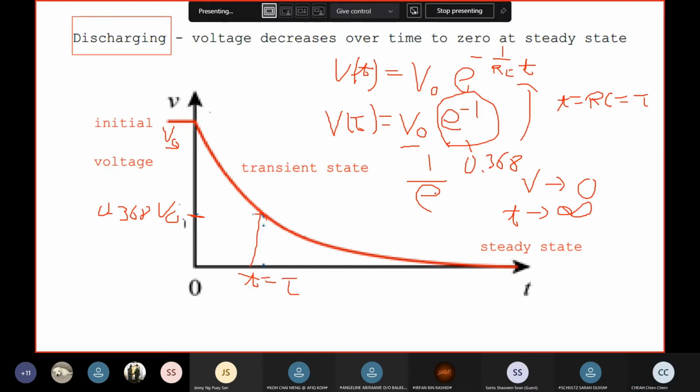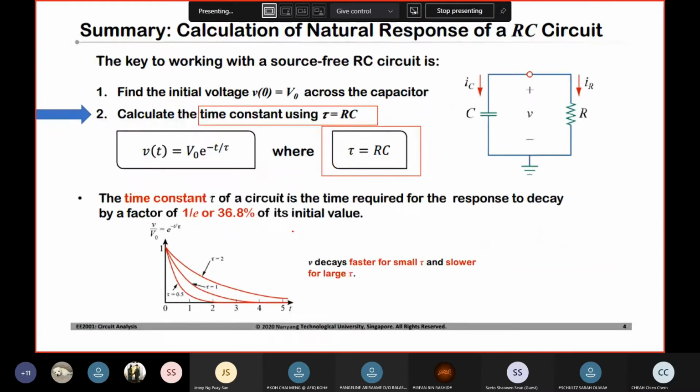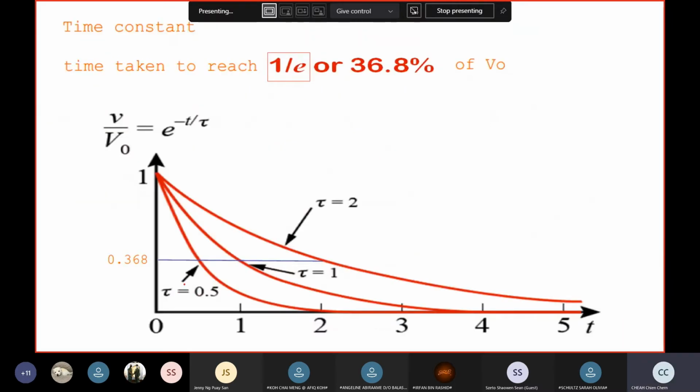And you can see that the larger the time constant, the longer it takes to discharge. The shorter the time constant, the faster it takes to discharge to 36.8% of the initial voltage. Any questions?